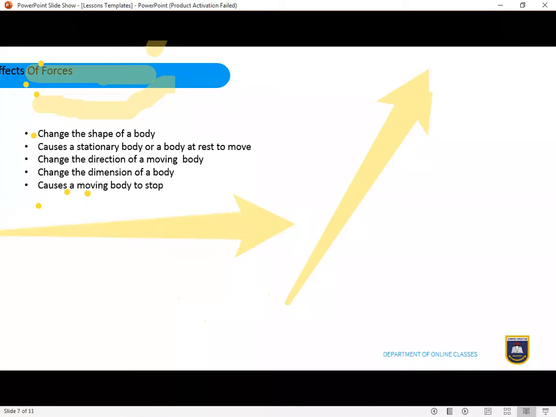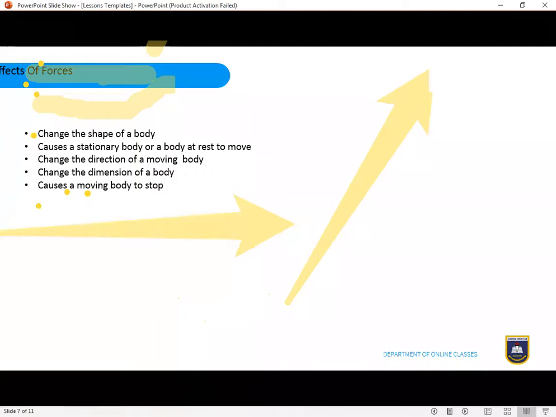Another one is that it changes the dimension. In dimension, we are talking about the length, the breadth, the width, and all those sort of things. So when you apply a force to an object, I said a spherical object, if you pump air into it, it changes the dimension. It becomes bigger. Or let's say if you take a hollow object which is cylindrical in shape and you pump air into it, and it can expand, the dimension will automatically change as air is being pumped into it.